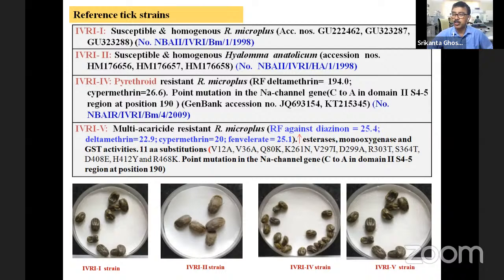Since our target is to see resistance, we also have different resistant strains. It is very difficult to maintain this type of strain in any laboratory. It is not possible. For that, specific facilities are required. Since we have the facility, and we are a national institution, and this is the mandate of this institution, we are managing this. It is available for tick research.